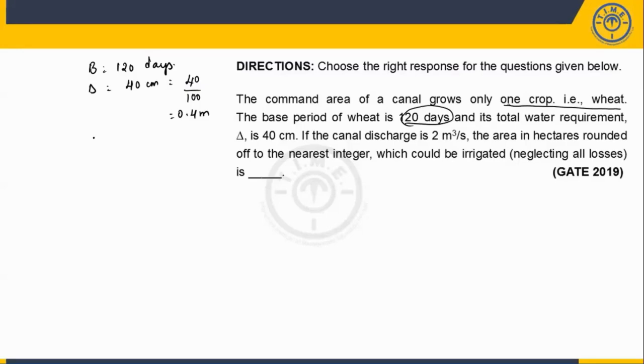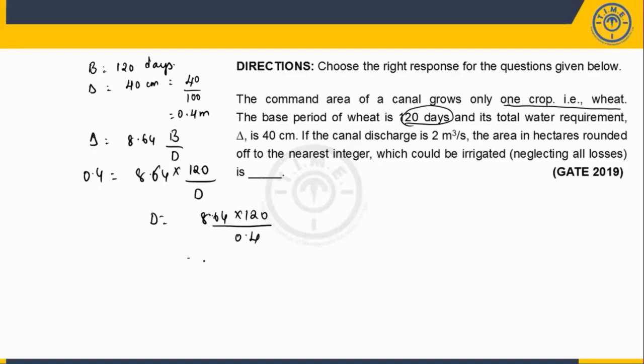Next. From this, delta is equal to 8.64 B by D. Delta is 0.4, that is equal to 8.64 into B, which is 120, upon D. Tell me how much is D? 8.64 into 120 upon 0.4. How much is D? 2592. 2592 units, hectare per cubic.